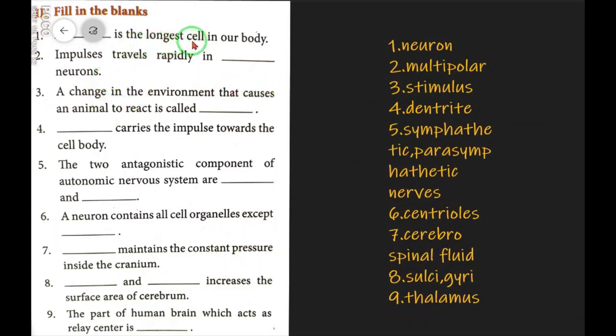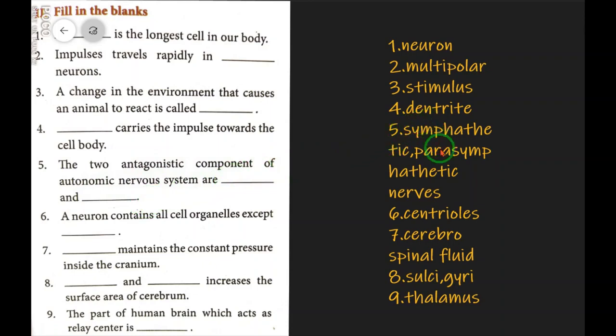Dash is the longest cell in our body. Neuron. Number 2. Impulses travel rapidly in dash neurons. Multipolar neurons. Number 3. A change in the environment that causes an animal to react is called dash stimulus. Number 4. Dash carries the impulse towards the cell body. Dendrite. Number 5. The two antagonistic components of autonomic nervous system are dash and dash.